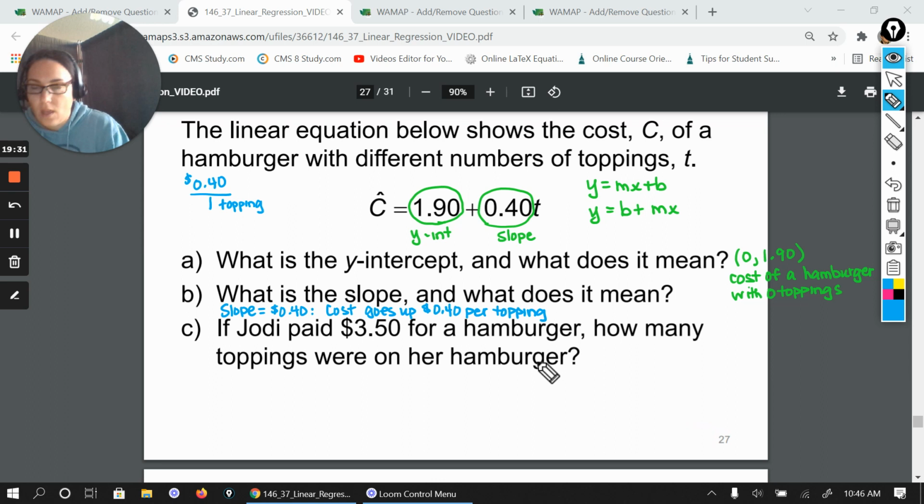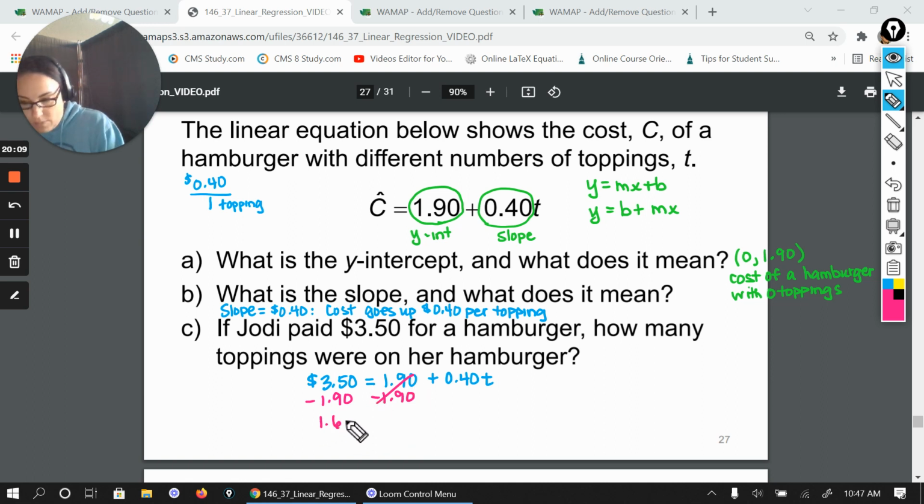Okay. So part C says if Jody paid $3.50 for a hamburger, how many toppings were on her hamburger? So what we would do is replace C, which is the cost, with $3.50, and then write down equals 1.90 plus 0.40t, and we would solve this equation for t. So we do have to remember some algebra skills in order to do that. To get t by itself, we would start by subtracting 1.90 from both sides.